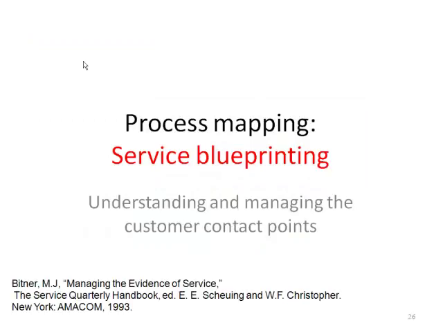Okay, so we've talked about basic flow charts, we've talked about swim lane diagrams and the pros and cons of each of those. The third approach I want to talk about is service blueprinting, and this is one you probably haven't seen. But what service blueprinting does is it takes a process and reshuffles the activities in such a way that we understand where the customer contact points are and start thinking about how we manage those customer contact points.